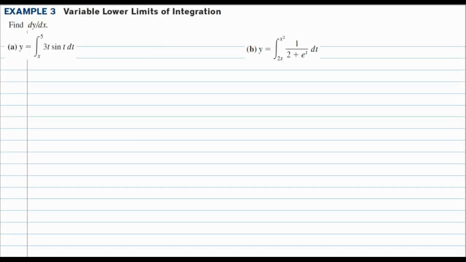This is the screencast of section 5.4, example 3. We're going to look at the fundamental theorem of calculus when the variable is the lower limit of integration, not the upper limit of integration as we saw in previous examples. So here in A, y equals the antiderivative from x to 5, not 5 to x, and we want to find the derivative of that y.